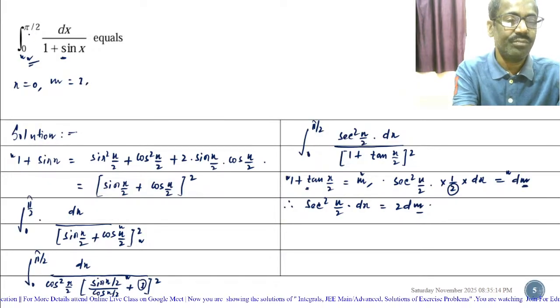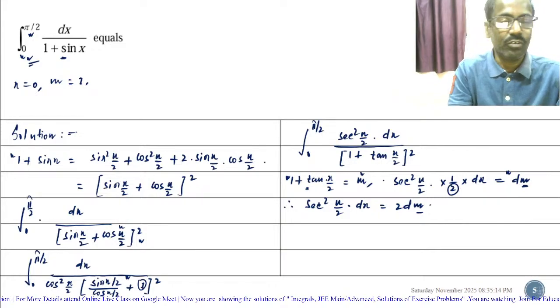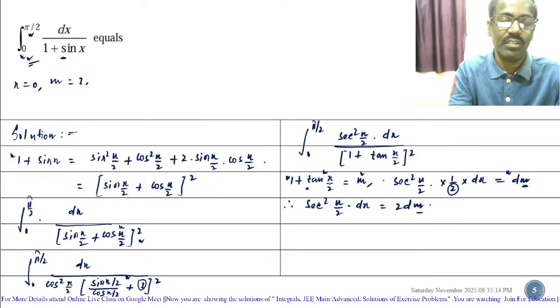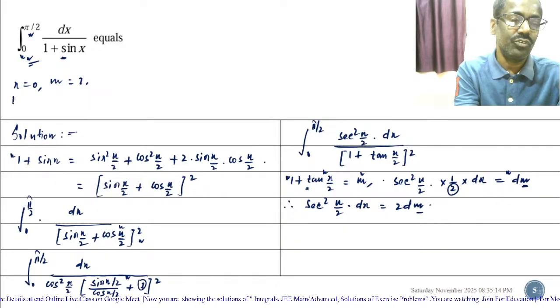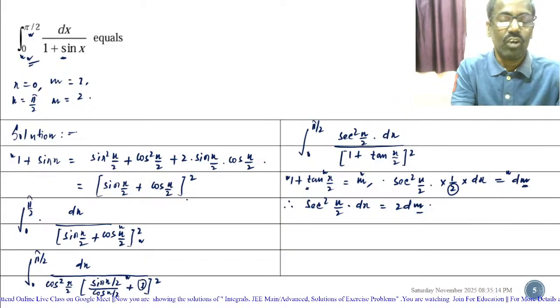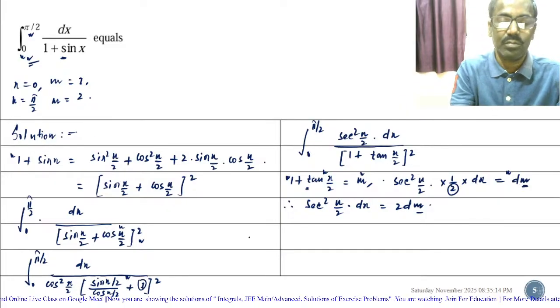When x equals pi by 2, then what will it be? 1 plus tan pi by 4, and the value of tan pi by 4 is 1. So here it will be 1 plus 1 equals 2. So when x equals pi by 2, then m will be 2. So observe, there is no problem to understand up to this step.